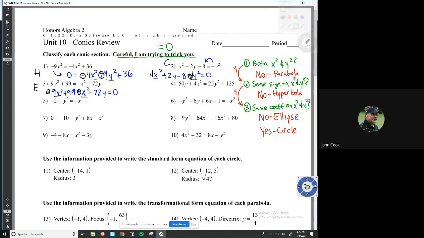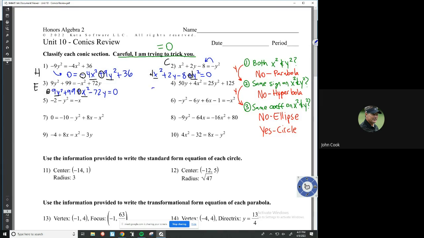Number 4. So we move all the stuff to one side. Let's do, we'll move all the stuff on the right-hand side over. It really doesn't matter which one that you choose. Let's see, minus 25y squared minus 125 equals 0.